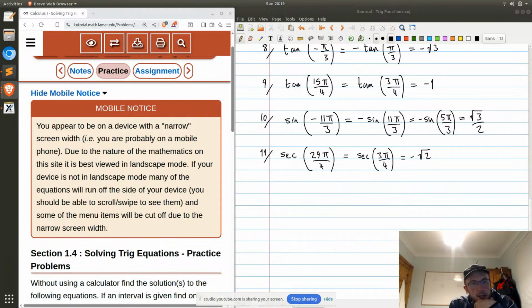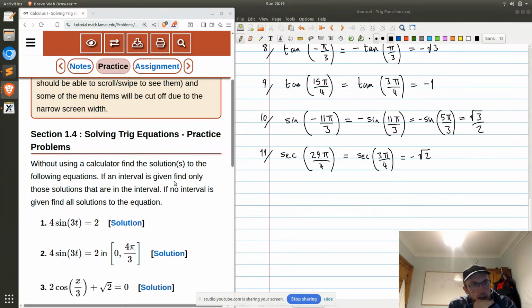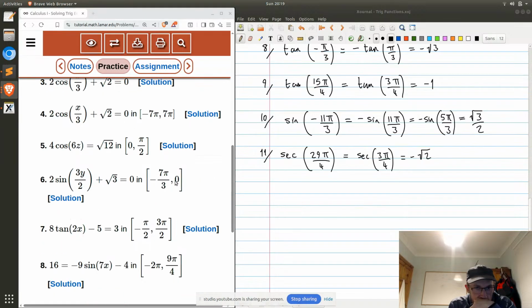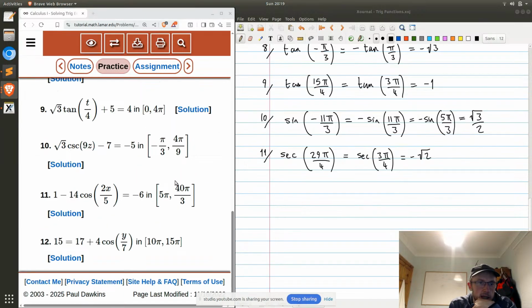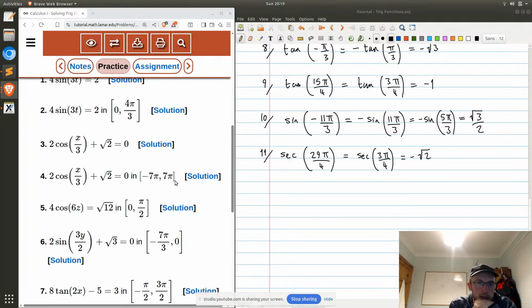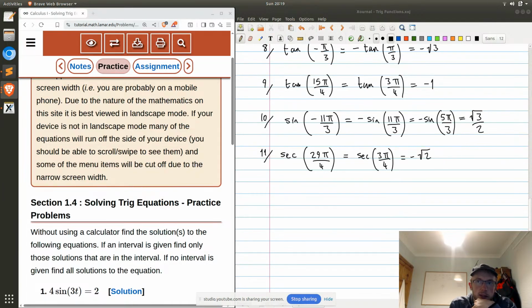What appears to be next is solving trig equations. So I may take a small break before I try such a task.